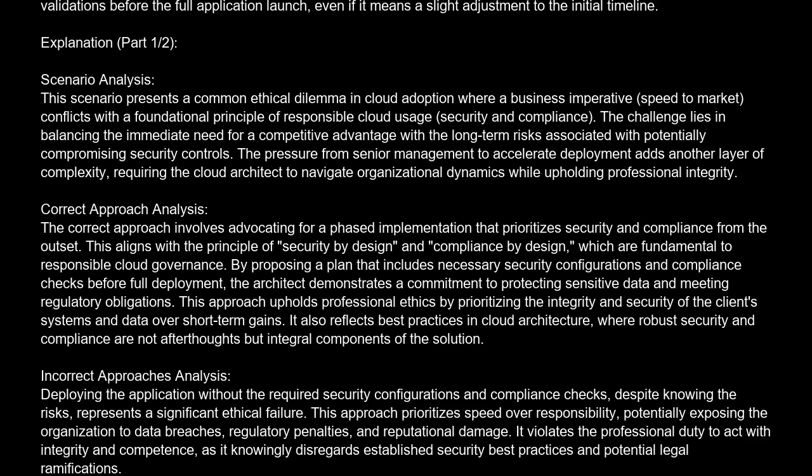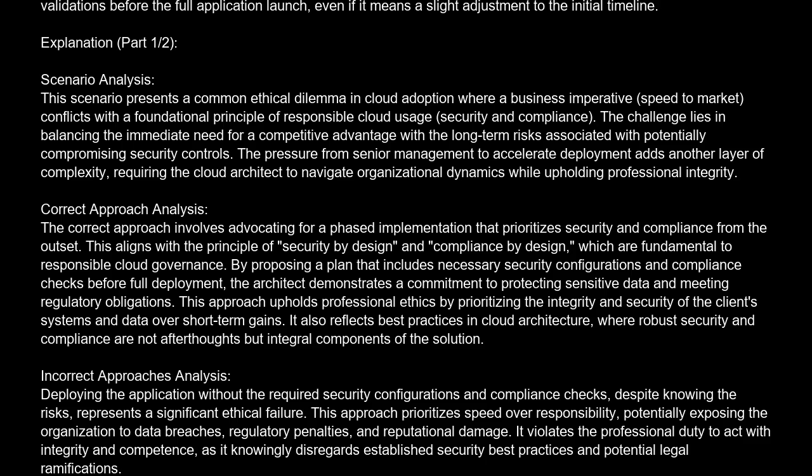This approach upholds professional ethics by prioritizing the integrity and security of the client's systems and data over short-term gains. It also reflects best practices in cloud architecture, where robust security and compliance are not afterthoughts but integral components of the solution. Incorrect approaches analysis.